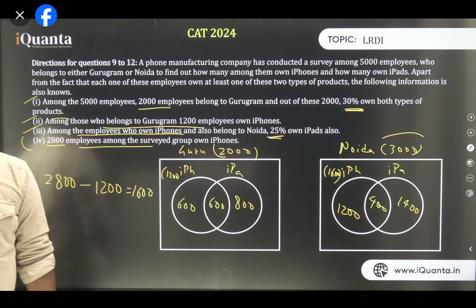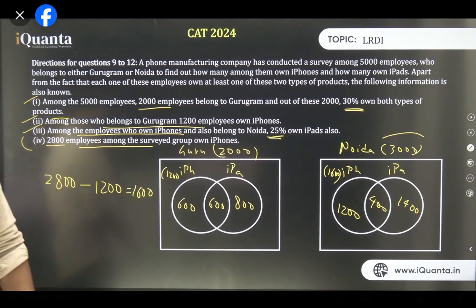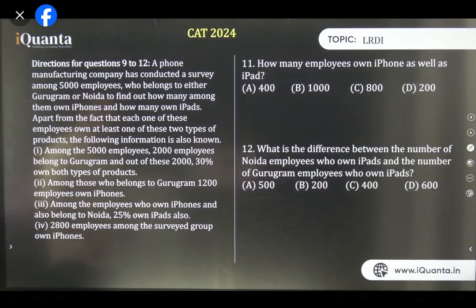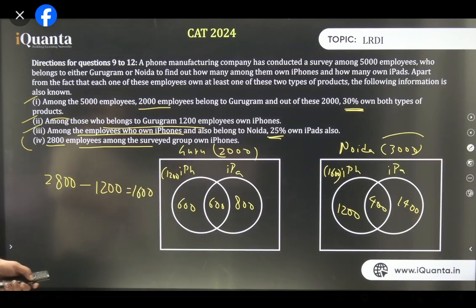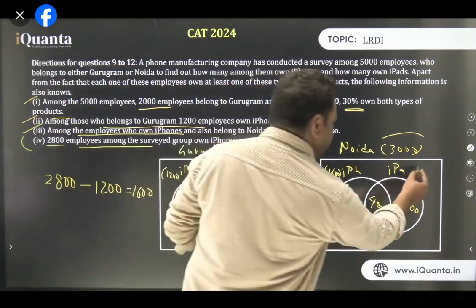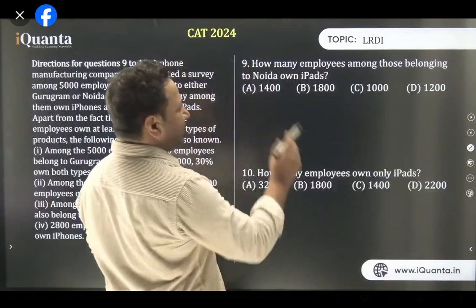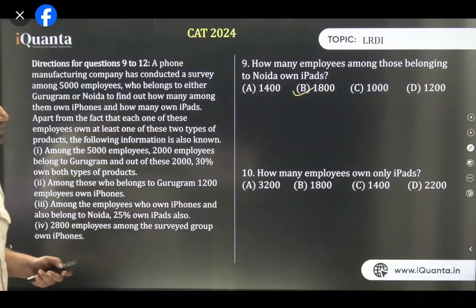Chandru, a 4 by 4 diagram, a movement diagram, why? 4 by 4 is a grid. Okay, let us solve the questions. How many employees among those belonging to Noida own iPads? Own iPads. The answer is 1,800. It doesn't say only iPads, it says iPads. If it was only iPads, it would have been 1,400.